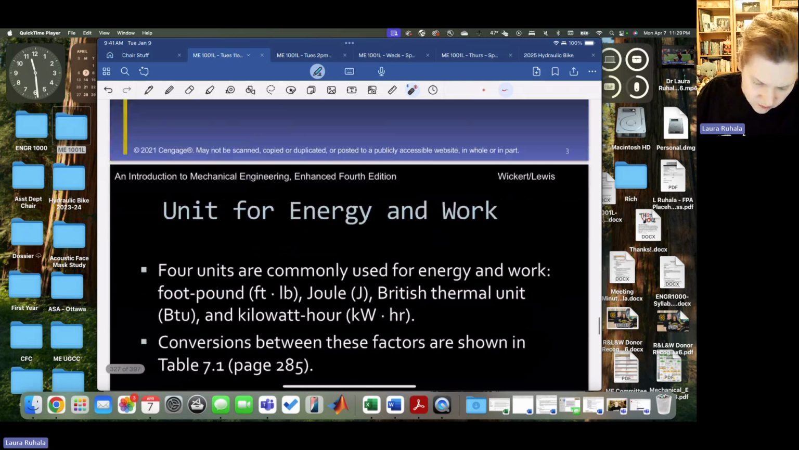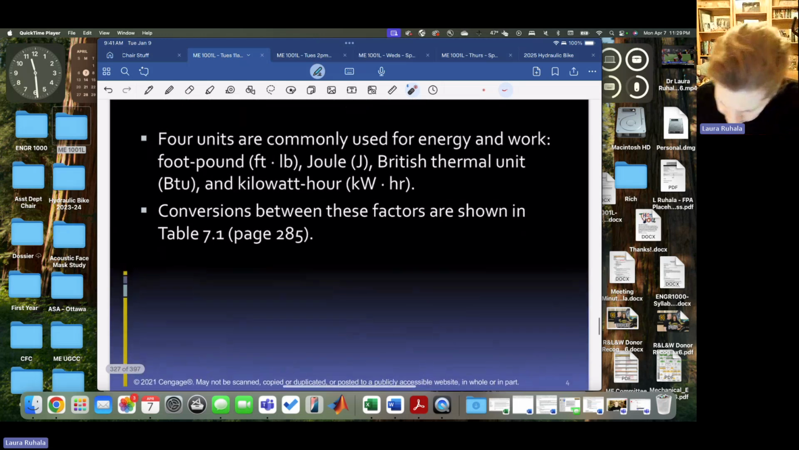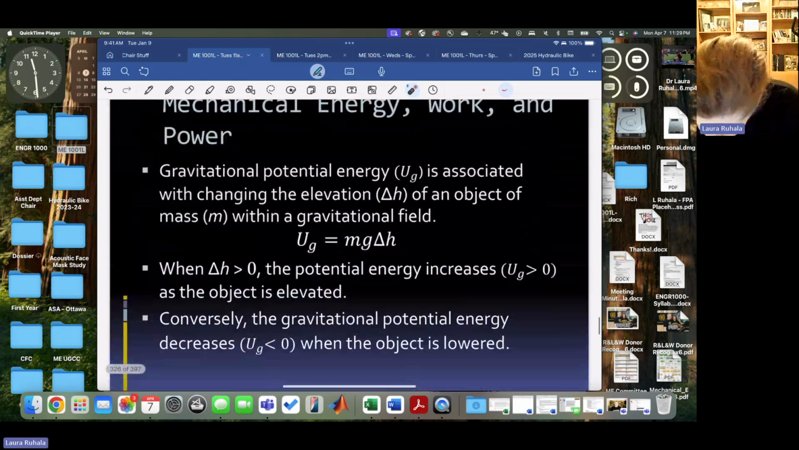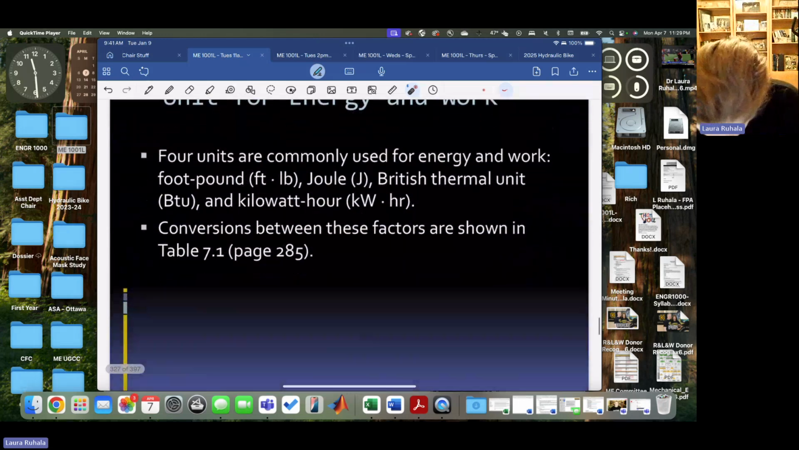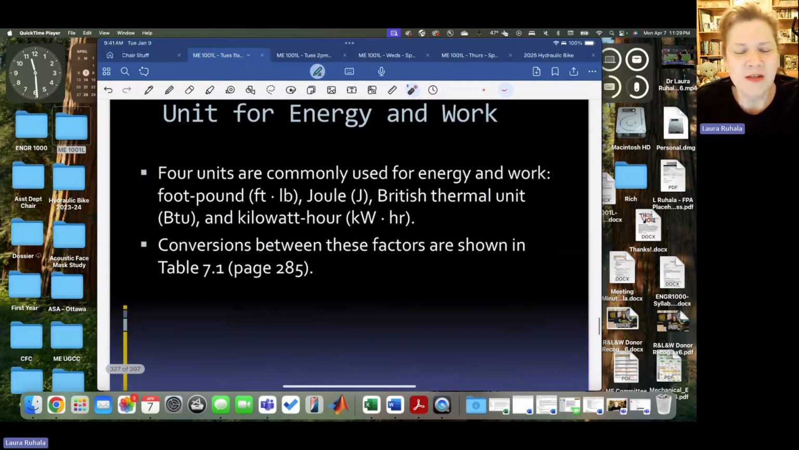The unit for energy and work, there are 4 units that are commonly used. Okay, sorry. So the 4 units commonly used for energy and work.